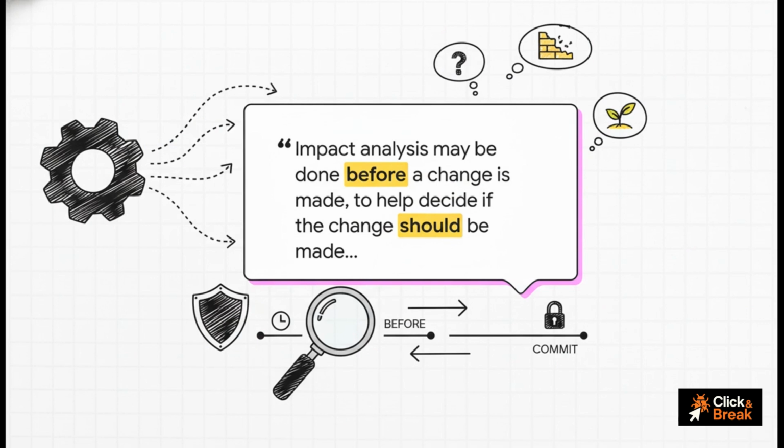The answer is a strategy called impact analysis. And the syllabus puts it this way. It's something you do before a change is even made to help you decide if the change should be made at all. It's basically the software equivalent of look before you leap. You investigate all the potential consequences before you even think about writing a single line of new code.